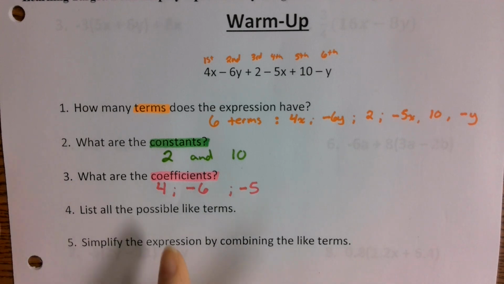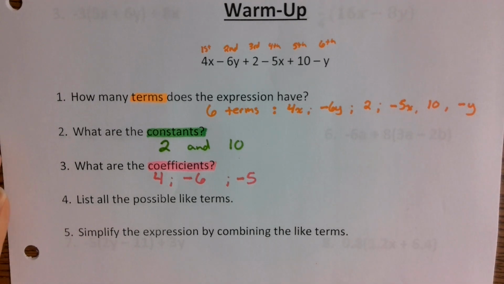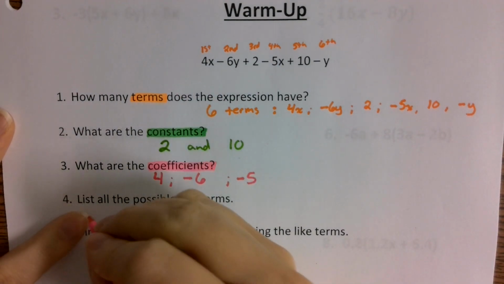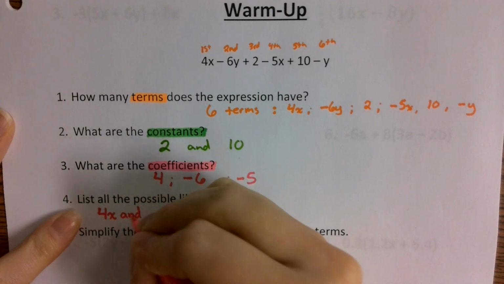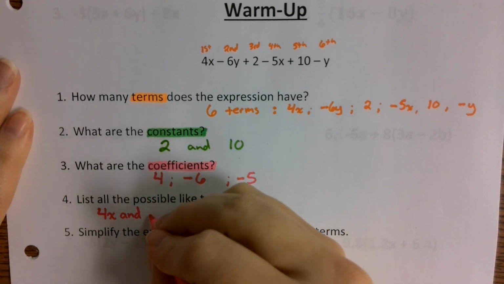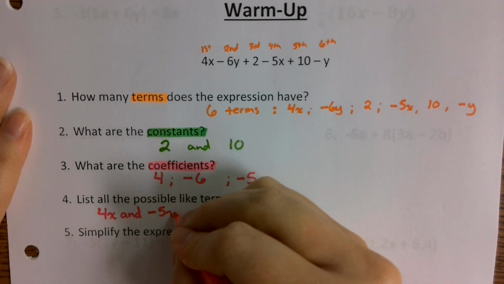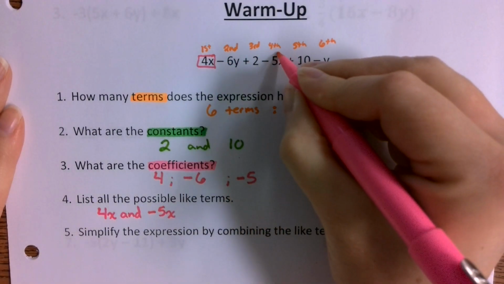All right, listing of all possible like terms. We're going to list all the possible like terms. So I'm going to focus first on my x terms. So I know I have a 4x. What else is a like term to the 4x? Brian? Negative 5x. 4x and negative 5x. That's a set of like terms. So I'm going to go ahead and put a little pink box around both of them.